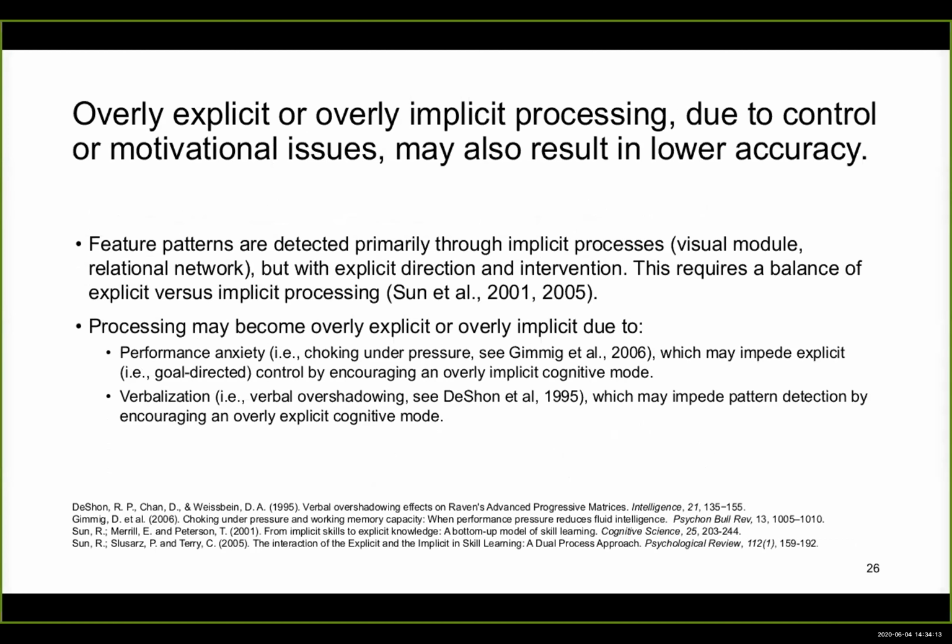Now we come to the role of explicit versus implicit processing. So feature patterns are detected primarily through implicit processes, but they're under explicit direction and they require explicit intervention when we're doing similarity-based evaluation. So this requires a balance of explicit versus implicit processing, which may be thrown off in various ways. For instance, performance anxiety may impede explicit, that is goal-directed control by encouraging an overly implicit mode. And verbalization, on the other hand, may impede pattern detection by encouraging an overly explicit cognitive mode, preventing the bottom-up signals from actually activating the chunks to the degree that they should.